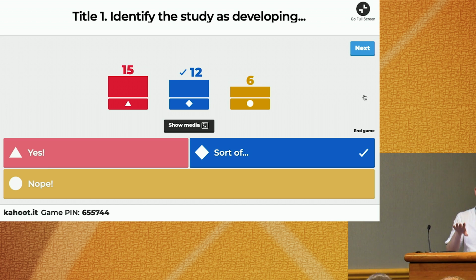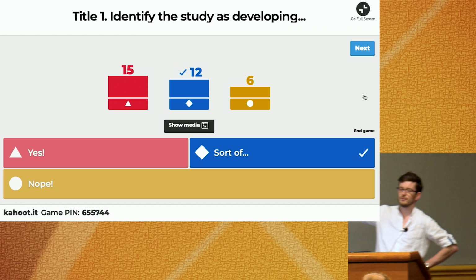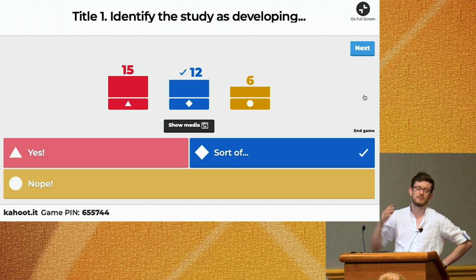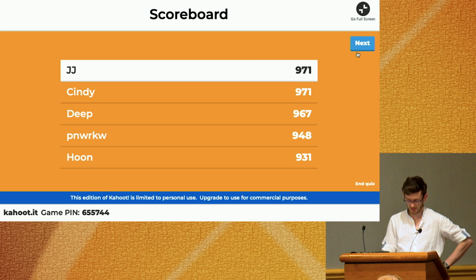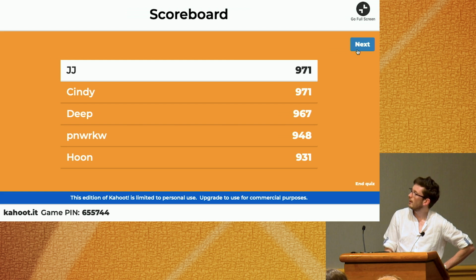So this is the same format. You'll see that there's a limit to how many characters you can put in the questions. But you see that the first section should identify which section of the TRIPOD statement I'm asking you to look at. So, we'll see who's in the lead. JJ and Cindy are currently joint tied after question 1. I should say the maximum, I think, is 1,000 points available per question. So they were pretty quick off the mark.